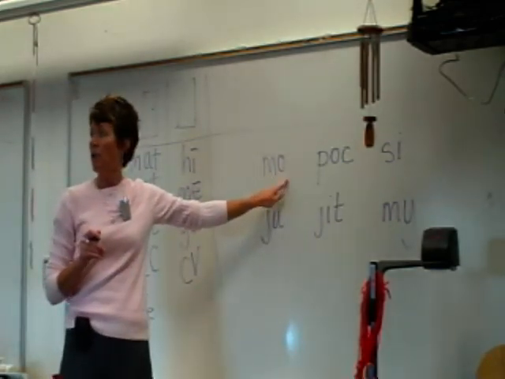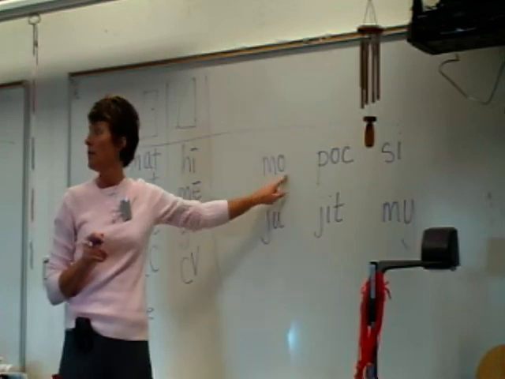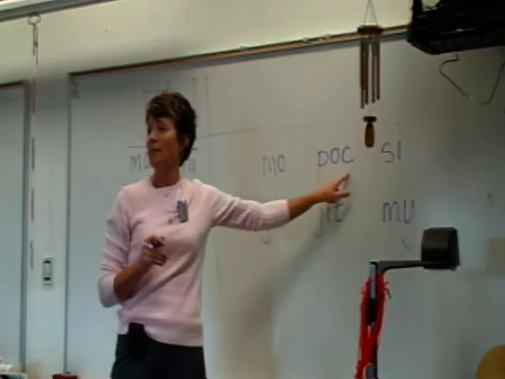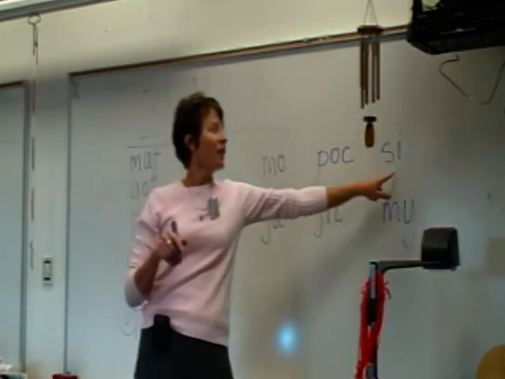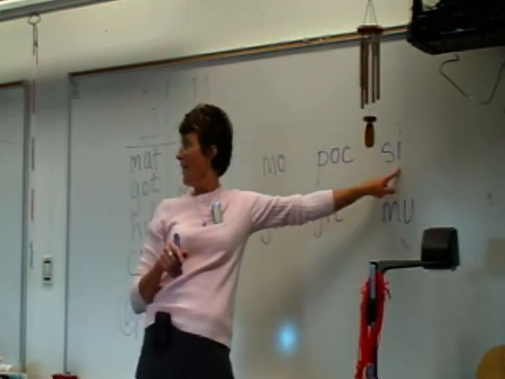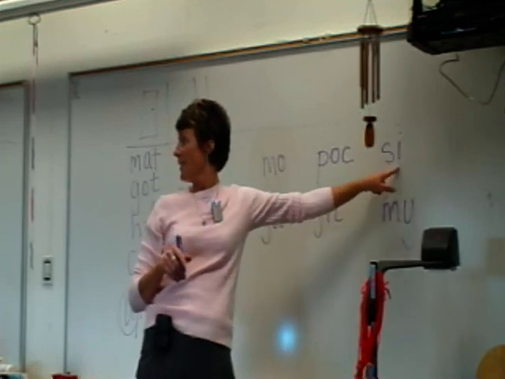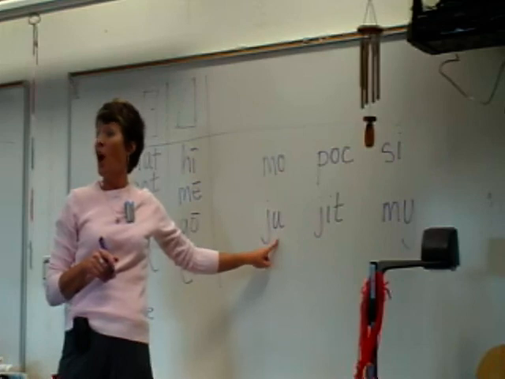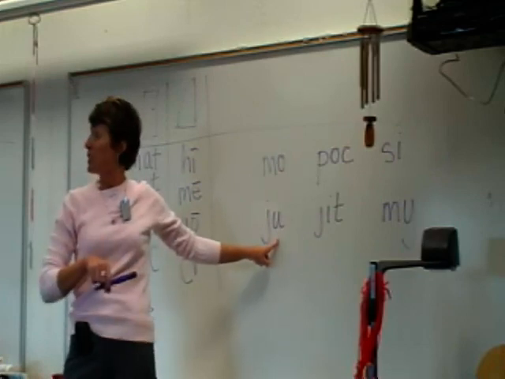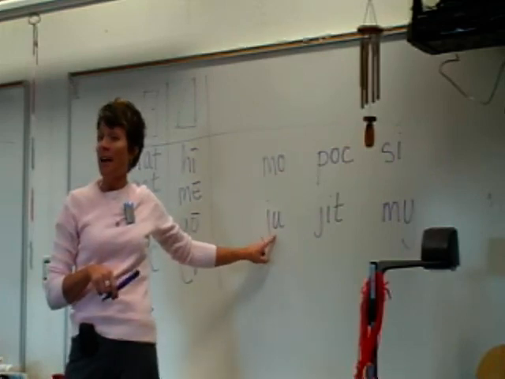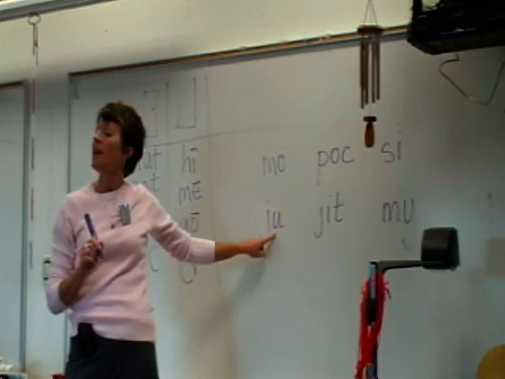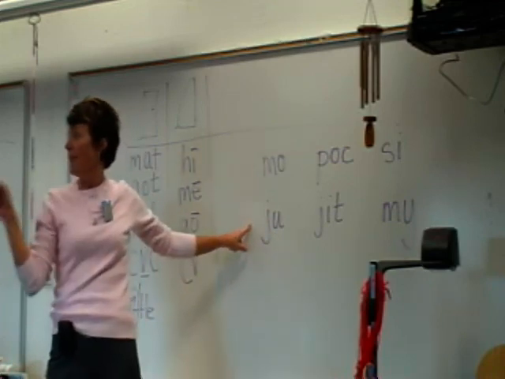Sound. O. Syllable. Mo. Sound. Ah. Syllable. Pa. Okay, this one's all on your own. Sound. I. Syllable. Sound. Good job. Sound. U. Very good. Boys and girls, when the U is all by itself, it says its name. It makes the U sound. So what sound is it? U.